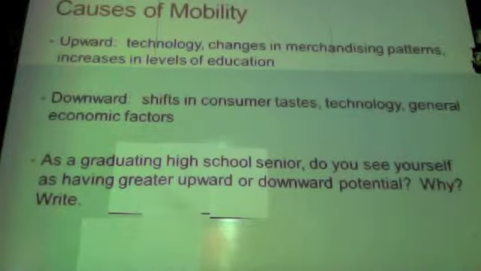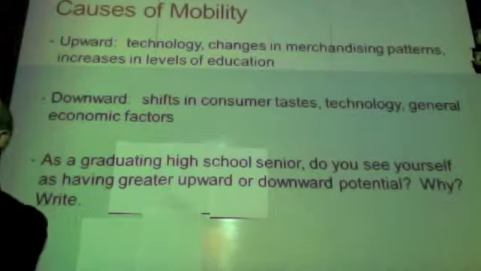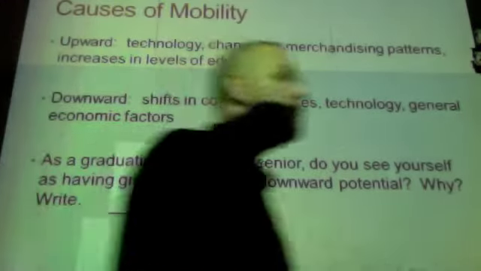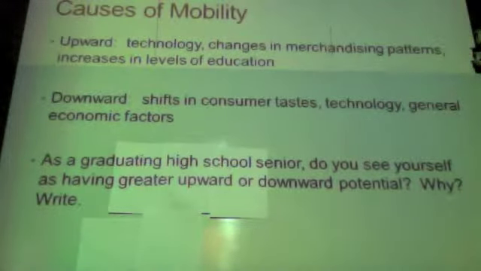Changes in merchandising patterns. How does that affect social mobility? Oftentimes, merchandising patterns are going to influence us to buy or not buy certain products. And when we buy certain products, we can move up in social class because of prestige. Part of the wealth concept we talked about was assets. So when we see an increase or a change in certain merchandising patterns, it can influence us to buy items that allow us to move up to higher levels of society, at least in terms of the prestige concept. And then we talk about increases in levels of education.